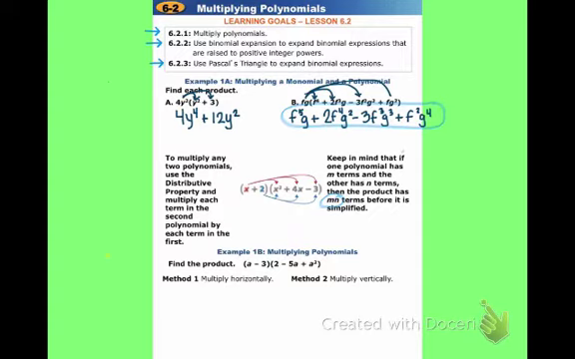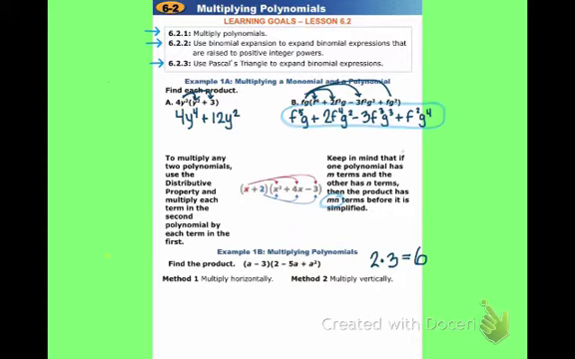So keeping that in mind for example 1b, if I want to find the product of a minus 3 times 2 minus 5a plus a squared, I have a 2-term polynomial that I'm going to be multiplying by a 3-term polynomial. So before any like terms are added, I should get 6 terms. So that's a little mental checklist.